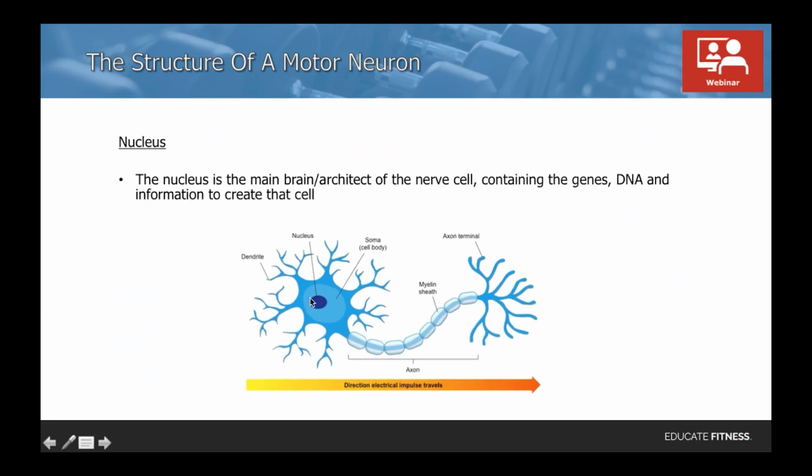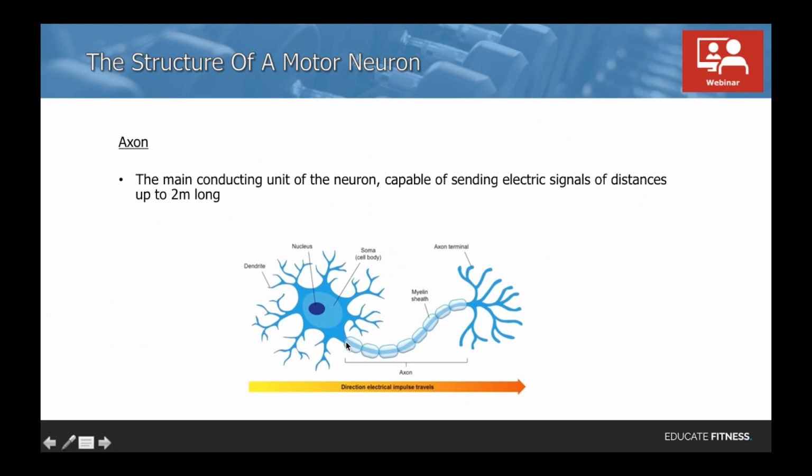The nucleus would be the equivalent of the egg yolk. The nucleus is the main brain architect of the nerve cell. It contains the gene, DNA, and information to create that cell. So in particular, the nucleus has got DNA and information to make this a motor neuron. While in your sensory neurons, that nucleus there would have the DNA and information to make that a sensory neuron.